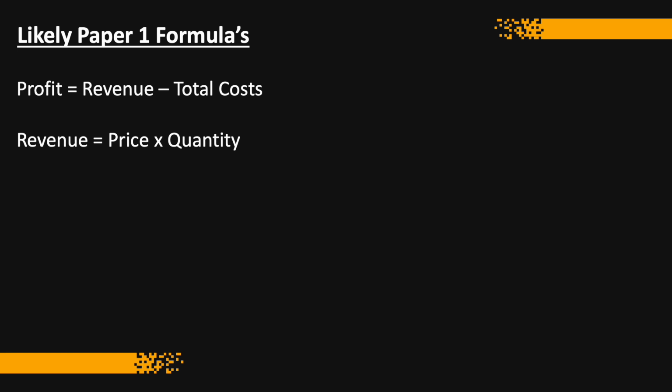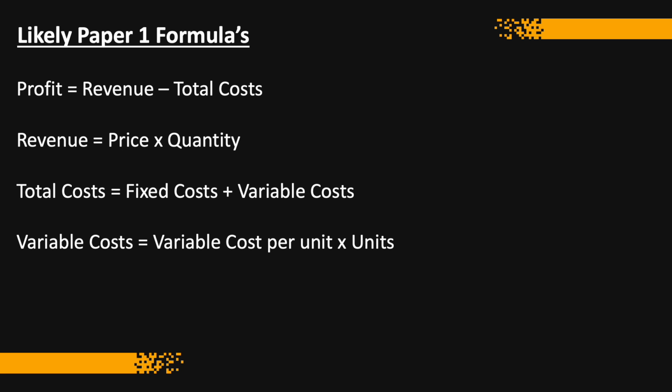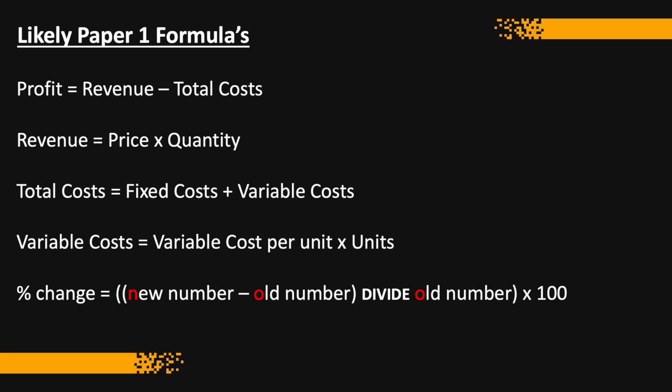Let's go through those likely Paper 1 formulas. So profit equals revenue minus total costs. Revenue equals price times quantity. Total costs equals fixed costs, those that do not change with output, plus variable costs. Now variable costs is the variable cost per unit, per one, times by how many units.